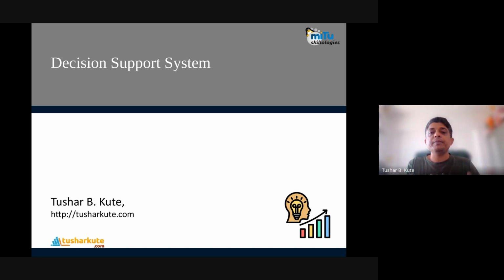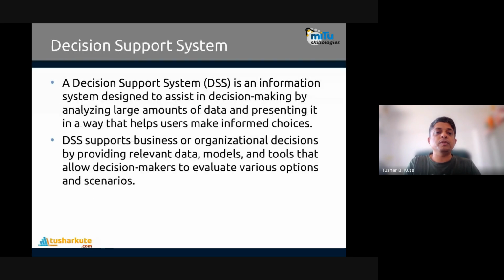Now, in alignment with BI's outcome, the decision support system will play an important role in identifying informed decisions. So, a decision support system (DSS) is an information system designed to assist in decision making by analyzing large amounts of data, representing it in a way that will help decision makers make an informed choice out of it. This is the data, this is what happened in the past, now these are the insights. Now, you decide what action to perform, where to go. That is defined by the decision support system.